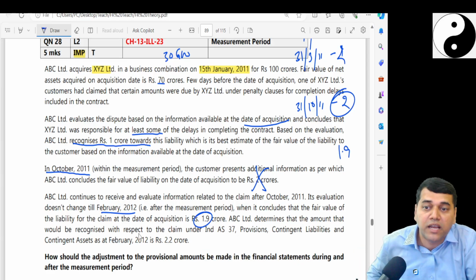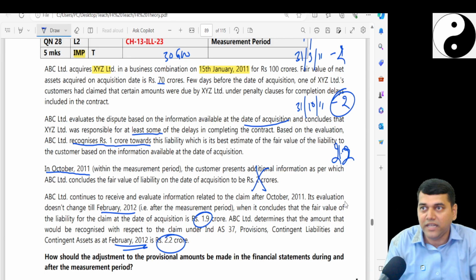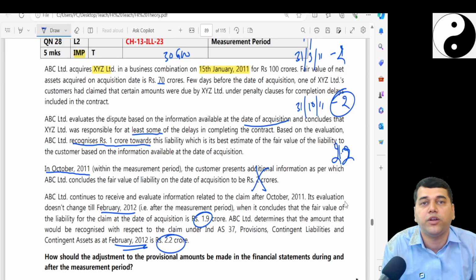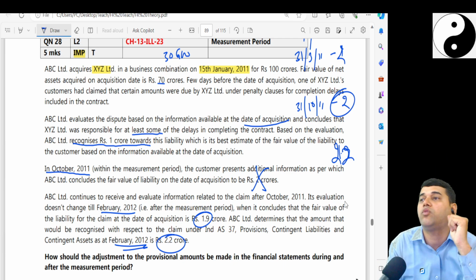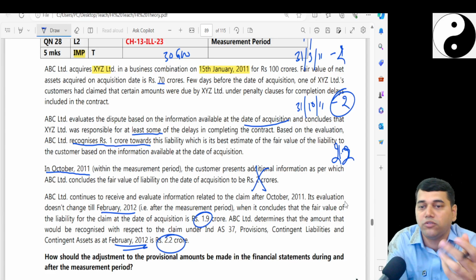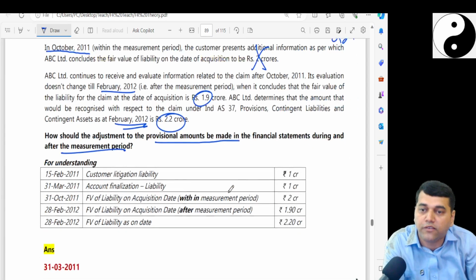What you decide after the measurement period, 1.9, is no more relevant because it's gone, closed history. Now it determines that the amount to be recognized as per Ind AS 37 is 2.2. This is important. Right now, what is the value? 2.2. After the measurement period, what was there on the acquisition date? What do you have to do? Nothing. How should the adjustment to the provisional amount be made in the financial statements during and after the measurement period? So I have plotted it.